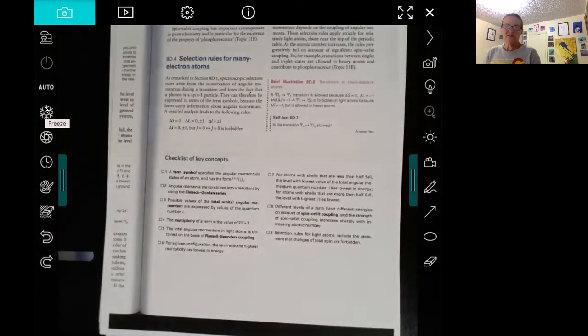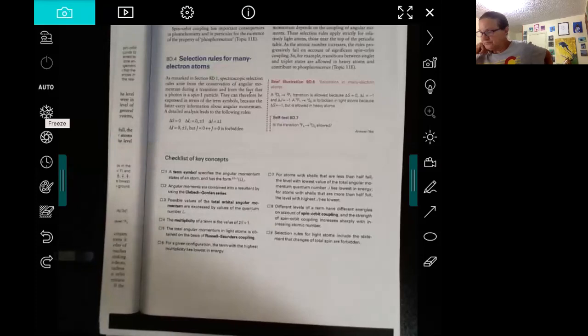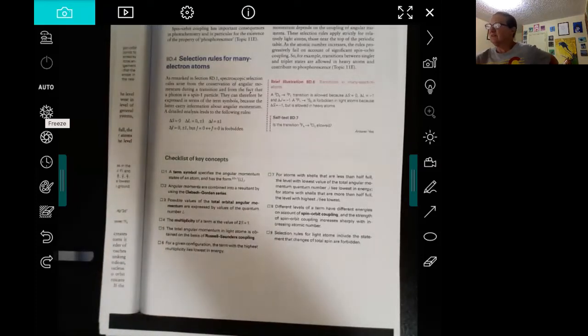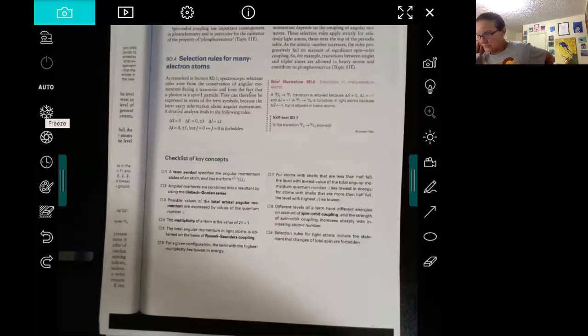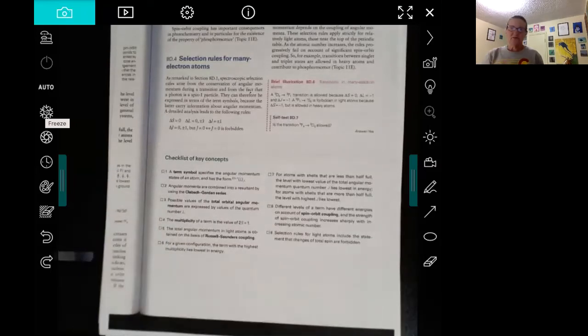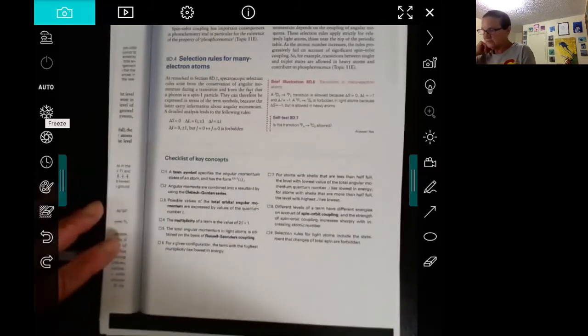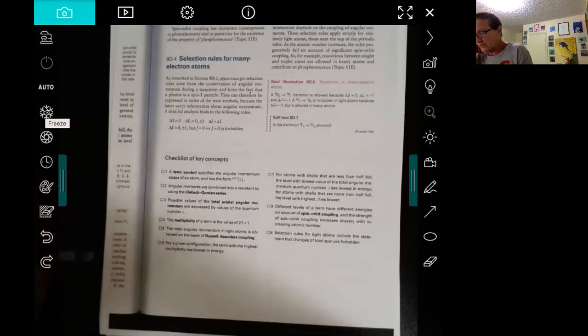So the very last thing your book talks about is what are the selection rules for atoms other than hydrogen. So delta S has to be 0 because the spin quantum number shouldn't change in a transition, but the orbital quantum number or angular momentum should change. As we said, the photon carries away 1 unit of angular momentum. So you have to take away 1 or add 1, depending on if the photon's absorbed or emitted.